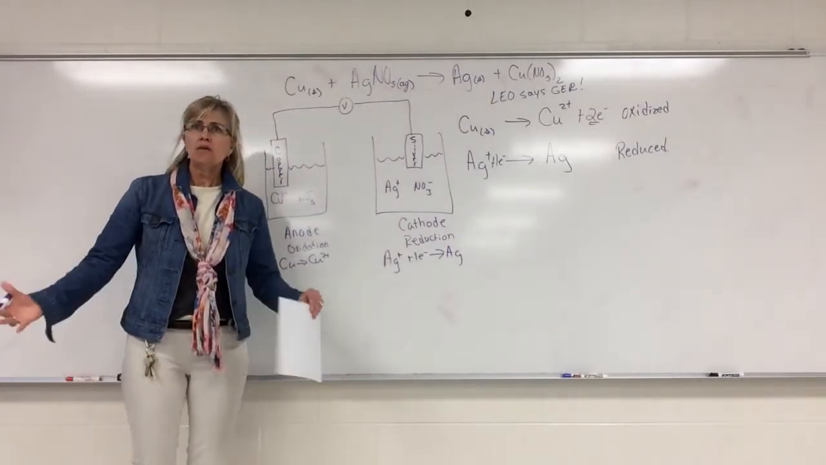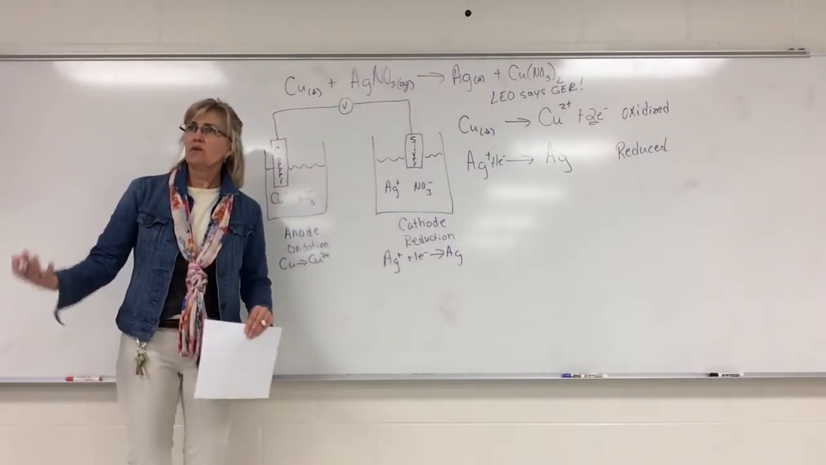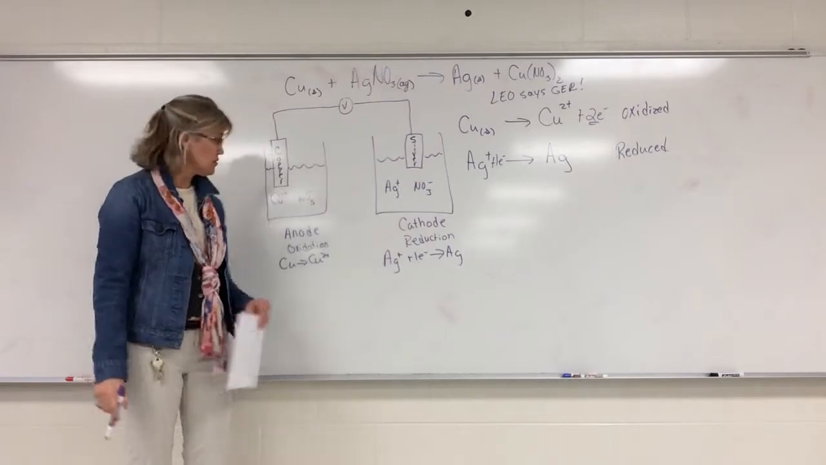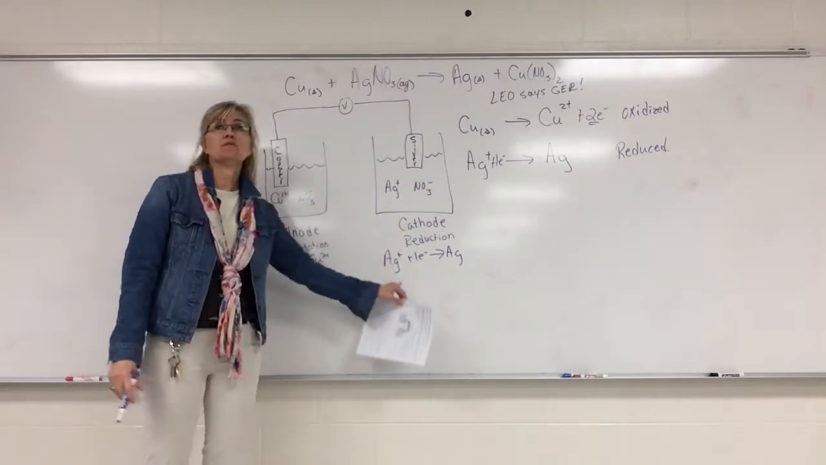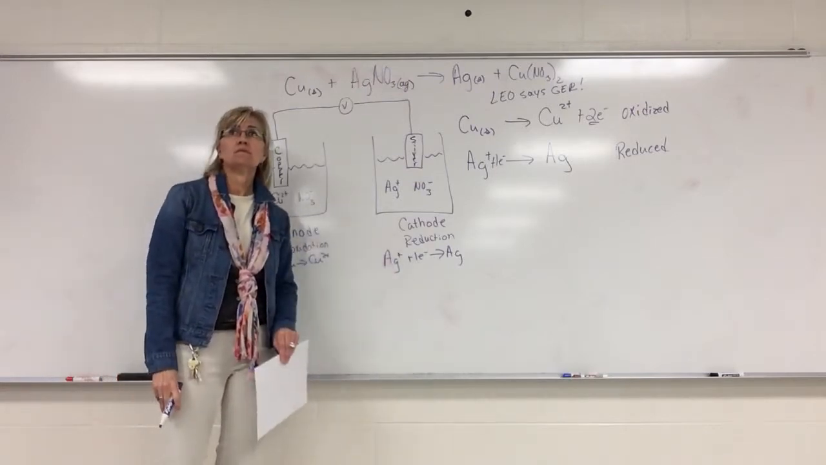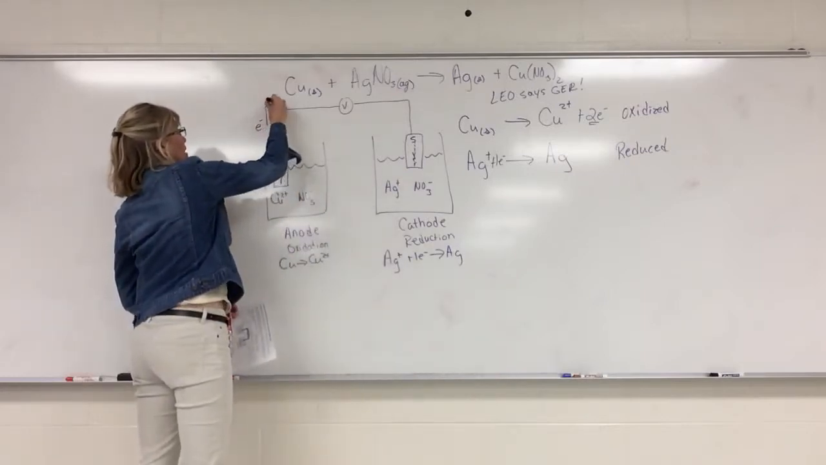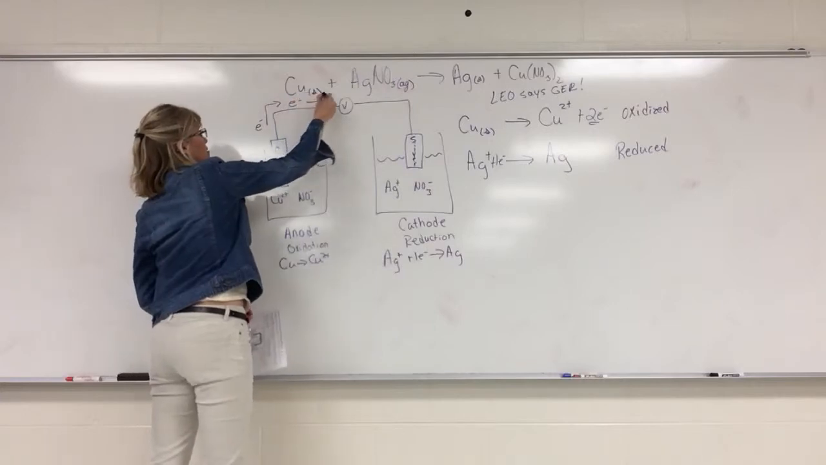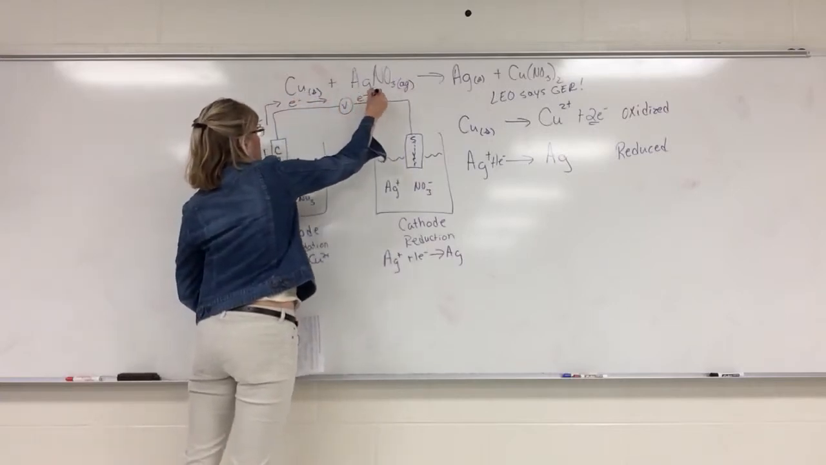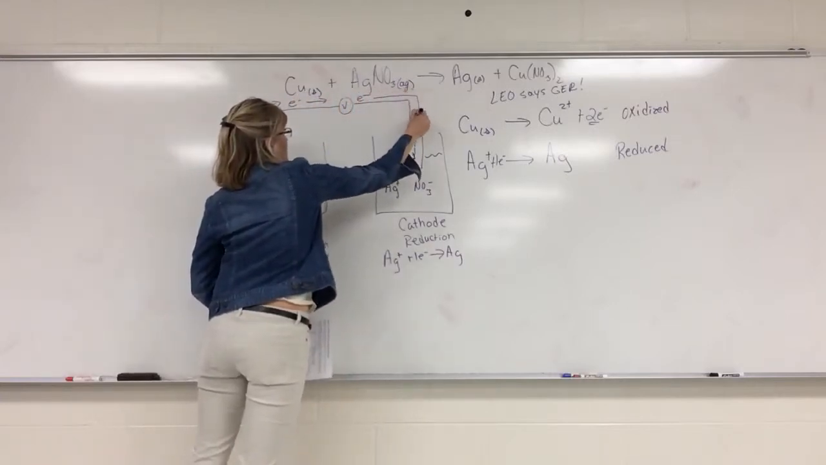Now you need to label how the electrons will flow. And the electrons will always flow from the anode to the cathode. So you need to show a little electron here and an arrow, because they want you to be able to show the flow of the electrons.